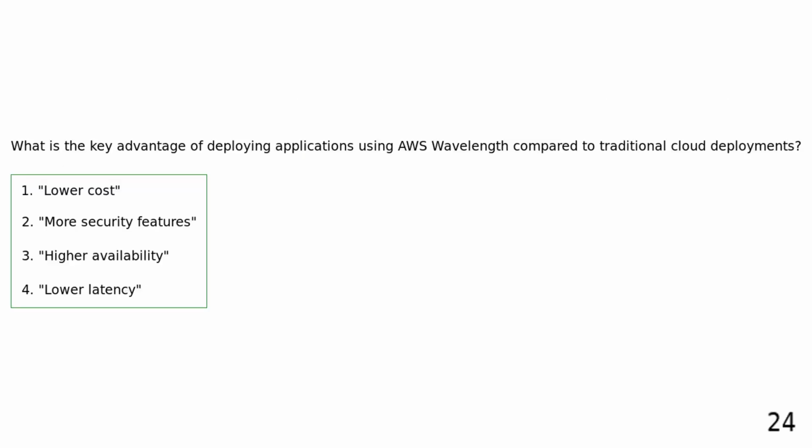What is the key advantage of deploying applications using AWS Wavelength compared to traditional cloud deployments? Lower cost. More security features. Higher availability. Lower latency.